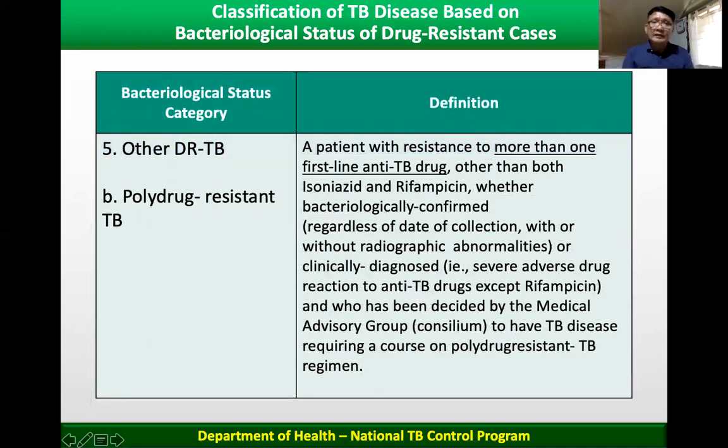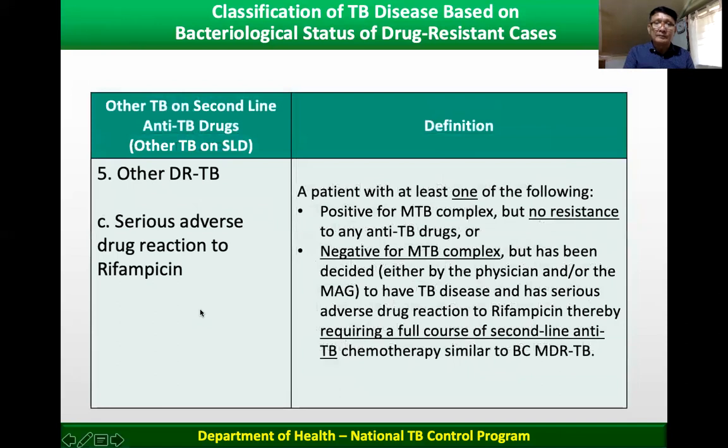B, polydrug-resistant TB, a patient with resistance to more than one first-line anti-TB drug other than both isoniazid and rifampicin, whether BC, regardless of date of collection, with or without radiographic abnormalities, or clinically diagnosed, with severe adverse drug reaction to anti-TB drug except rifampicin. So similar to the mono drug resistant, except that this time it is more than one first-line TB drug. But the definition is exactly the same as that of our mono drug resistant.